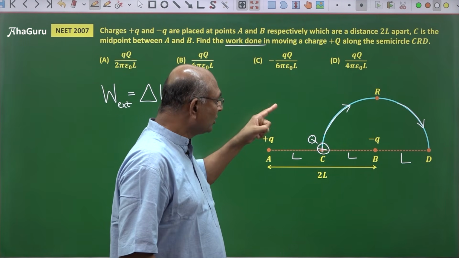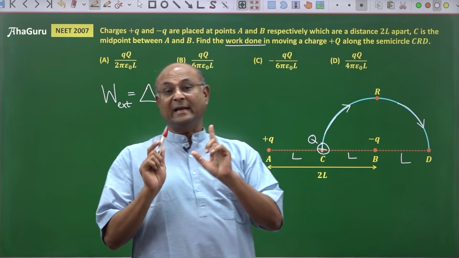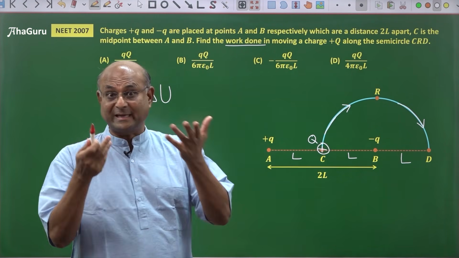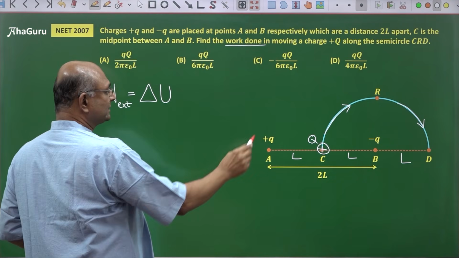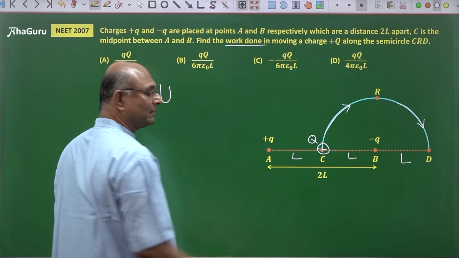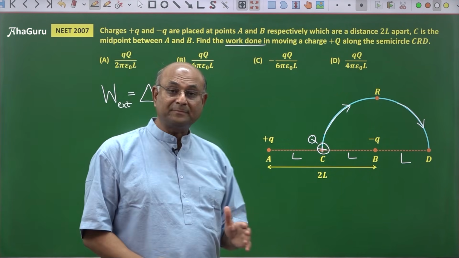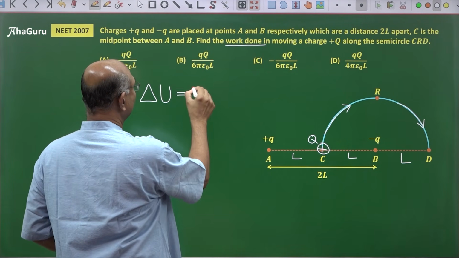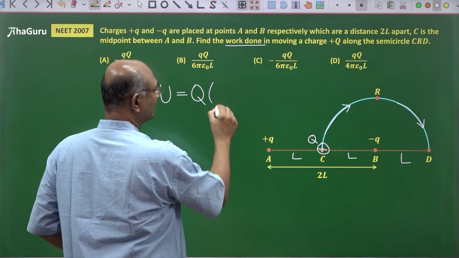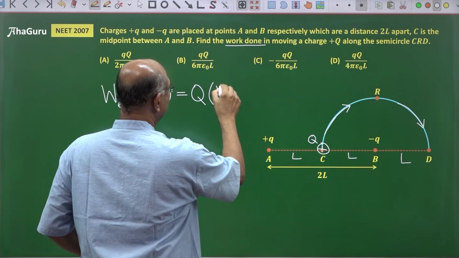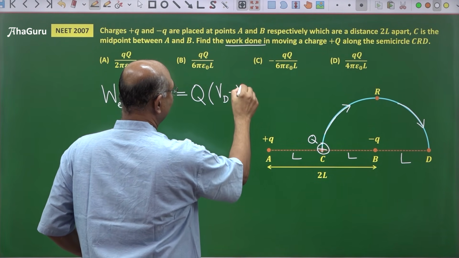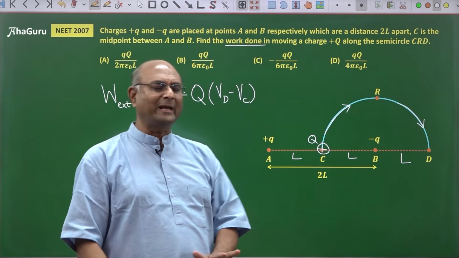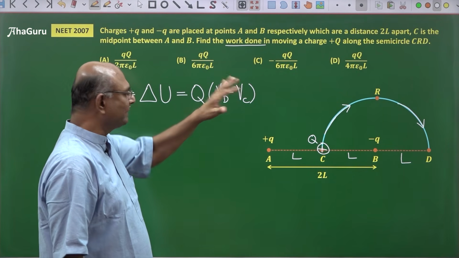When this charge moves, what will be delta U? Q times delta V. Q times the final potential minus initial potential. That we already know, right? Delta U is Q times final potential minus initial potential. So the change in potential energy is Q times the change in potential. So Q times V at D minus V at C. That is basically what is asked. The question is only asking you Q times V at D minus V at C.